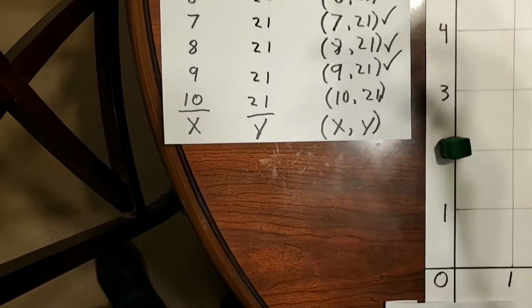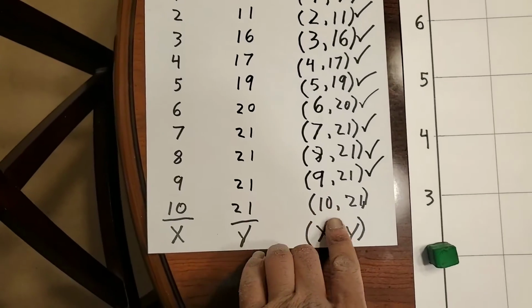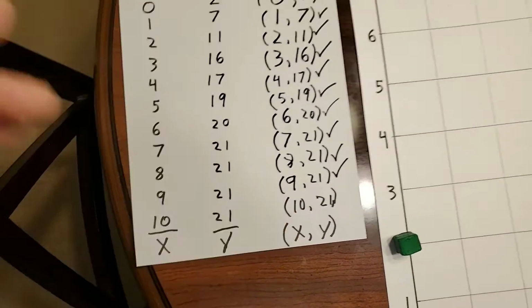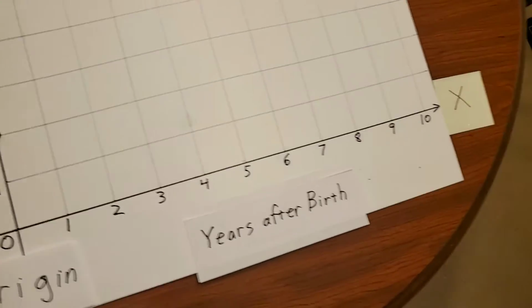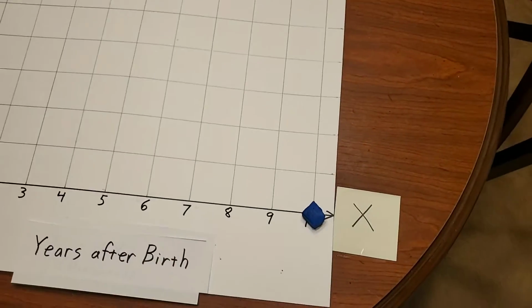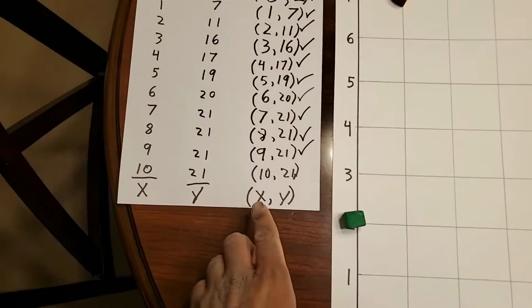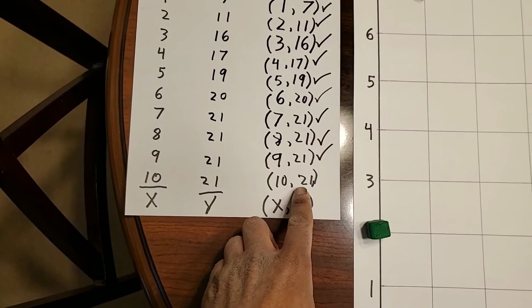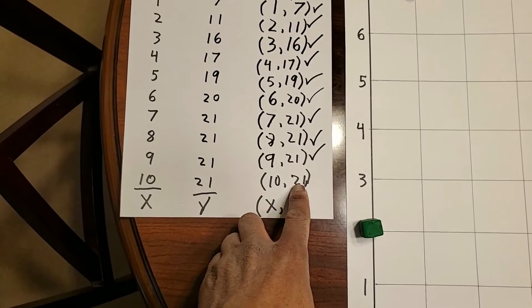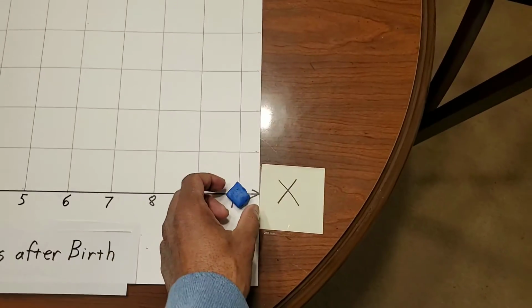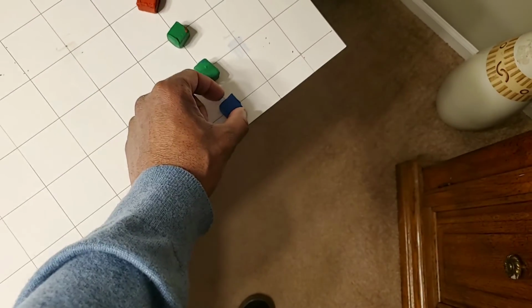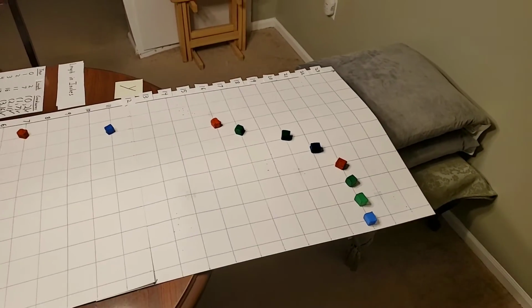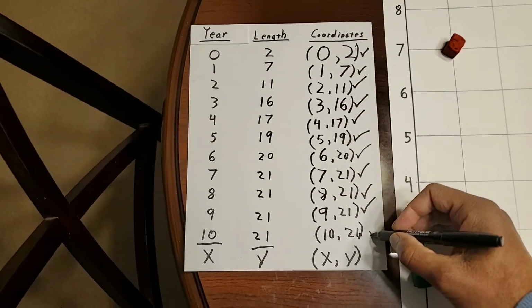And now we've got our last one. Year 10. In year 10, where's the x-axis? It's on year 10, so we're going to put this one on year 10. Okay. And where on the y-axis? How many inches long? It says 21. So guess what we're going to move it up to? We're going to move it all the way up to 21 inches. And we are finished putting all of these plots.